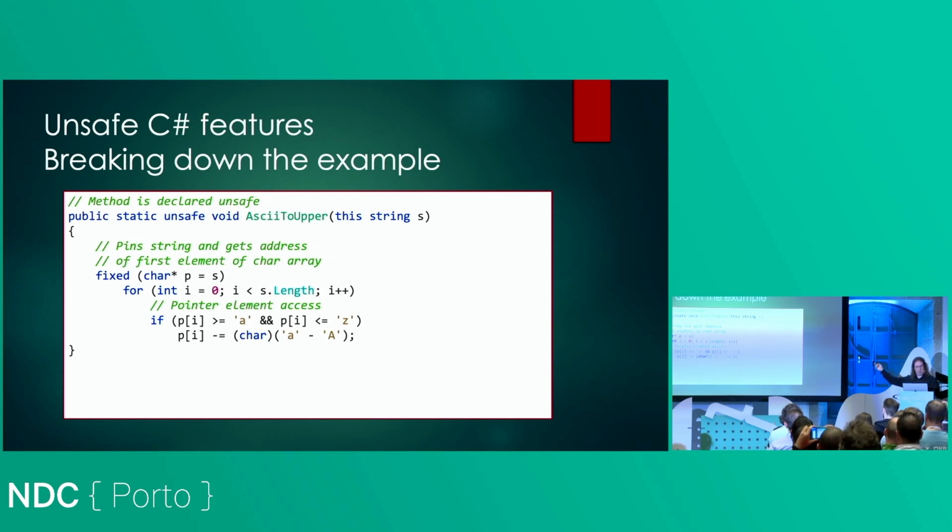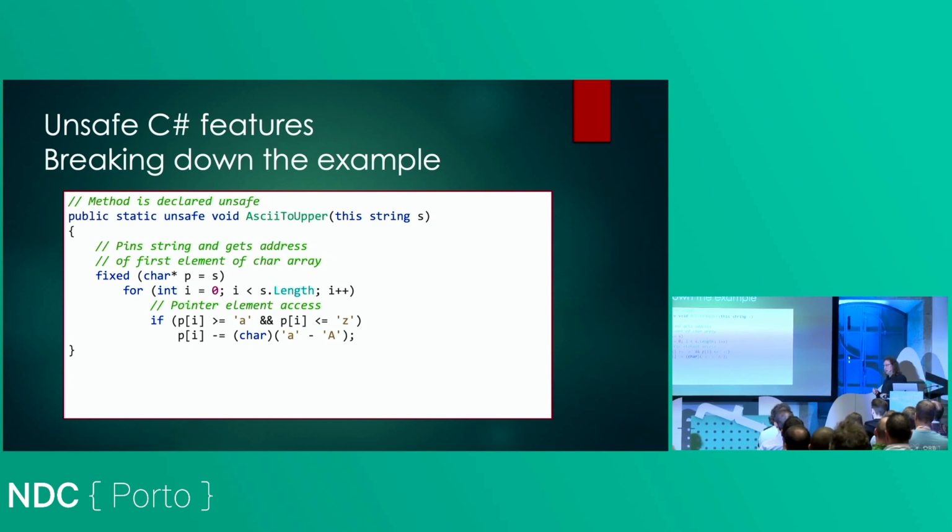But then the first line of the body has a fixed char pointer p equals s. So I've got a pointer already, and what this does, it pins this string s and gets the address. Now pinning, this is a mechanism in the GC where I can say, please do not move this object. That's an option I have. This does then prevent the dangling pointer because an object was relocated.